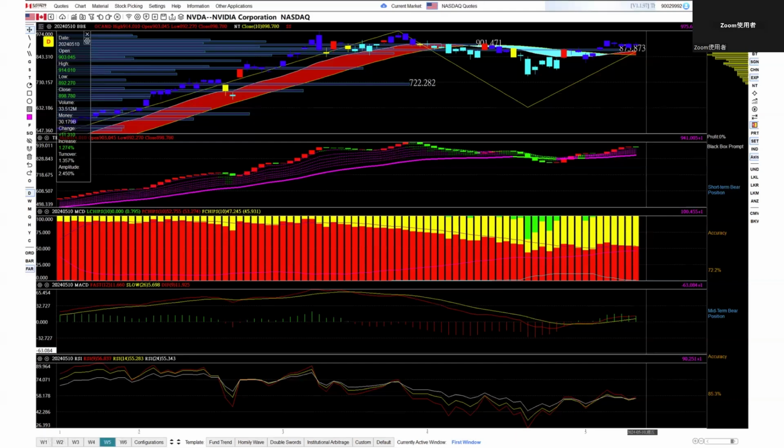For example, from red to green, that means a sell signal. And from green to red, that means a buy signal. So usually this signal comes first, and then back to panel 1, the red candle. That's the second signal which we have to pay attention to.